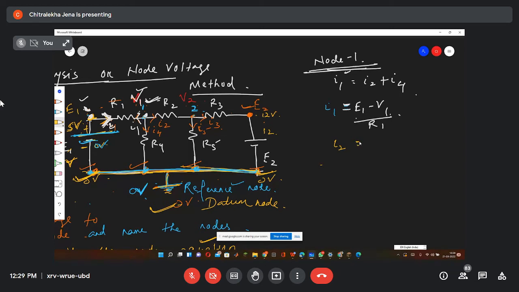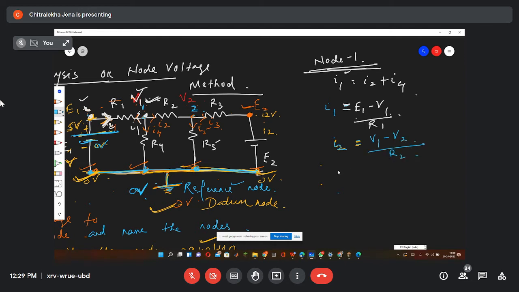Tell me, Amish, what will be the equation? I2 will be equal to how much? V1 minus V2 by R2. By R2, very good.